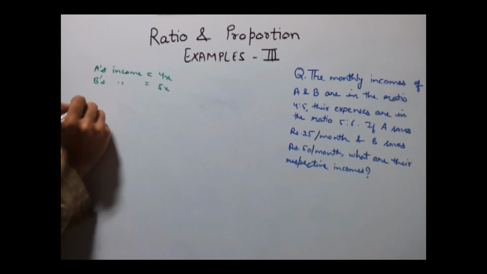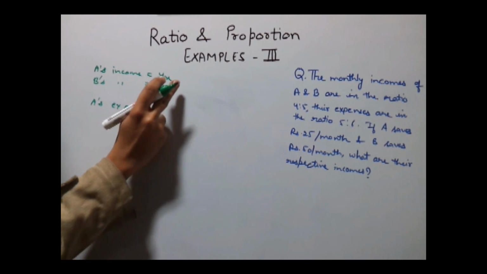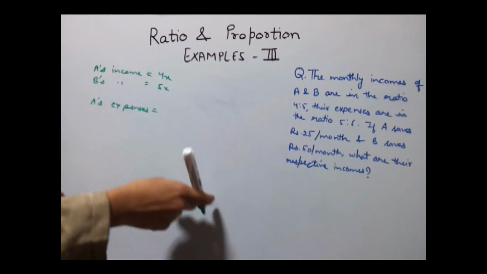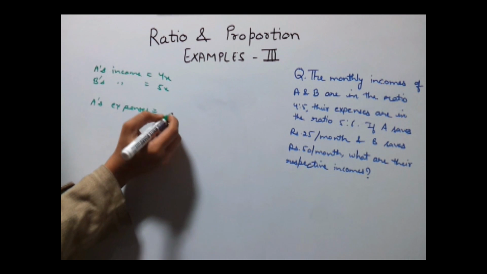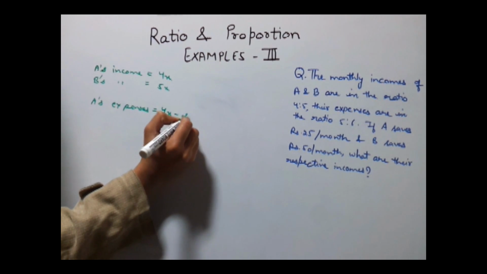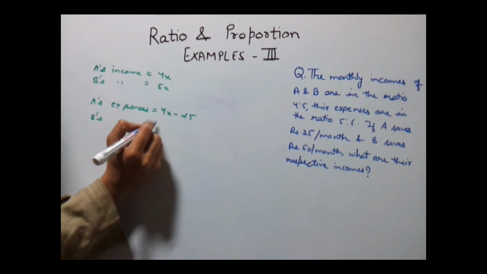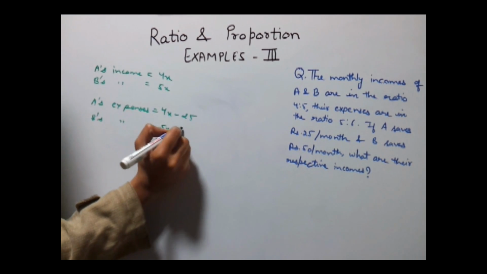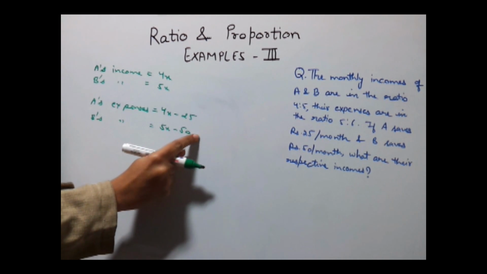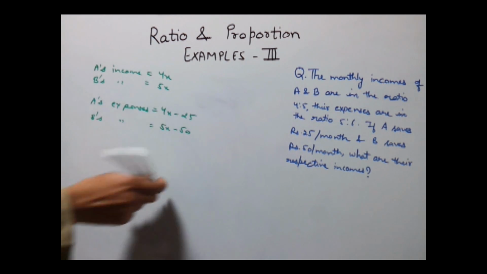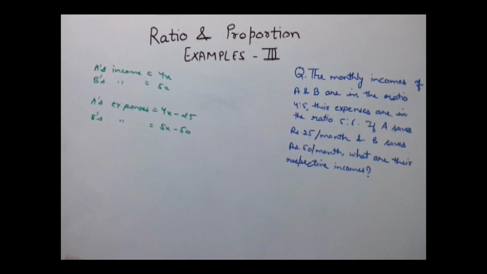Now A's expenses would be 4x minus 25, that is how much he has earned minus how much he has saved will be his spending. So 4x minus 25 is his expenses. Similarly, B's expenses would be 5x minus 50, because earning minus savings is equal to their expenses. And it is given in the question that their expenses are in the ratio 5:6.